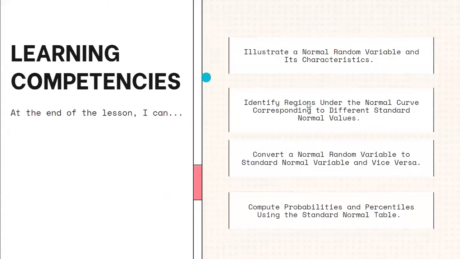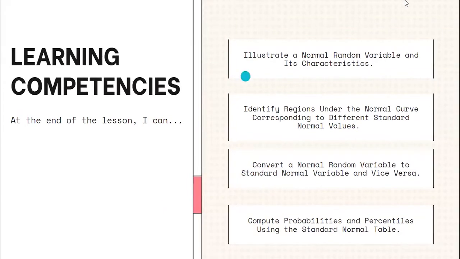For our learning competencies, at the end of the lesson, I can illustrate a normal random variable and its characteristics. Identify regions under the normal curve corresponding to different standard normal values. Convert a normal random variable to standard normal variable and vice versa. Compute probabilities and percentiles using the standard normal table.